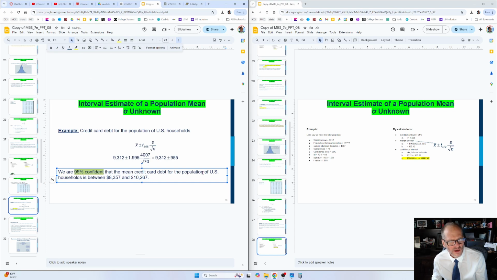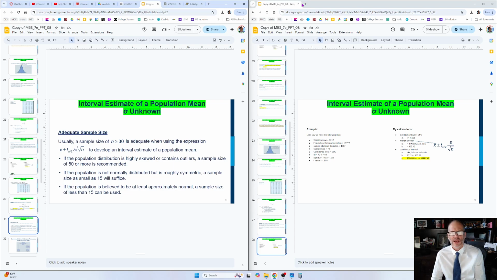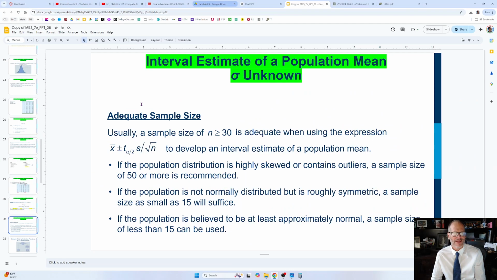That the mean credit card debt for the population. So population. Population mean, and households is between those values, and that's what we got, 8356, 10267. Wow, amazing. All right, let's just finish this slide out, and then I'm going to call it good and go eat dinner.